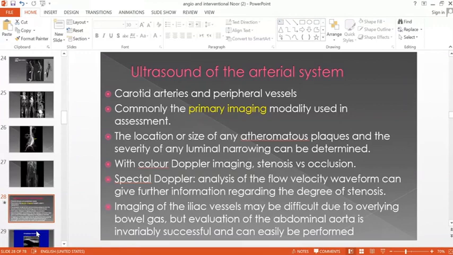Now we move on to the role of ultrasound of the arterial system, starting with ultrasound of the arterial system. What we mean by ultrasound of the arterial system is the combined use of ultrasound and Doppler in the assessment of the arteries. There are multiple arteries that can be assessed using Doppler.